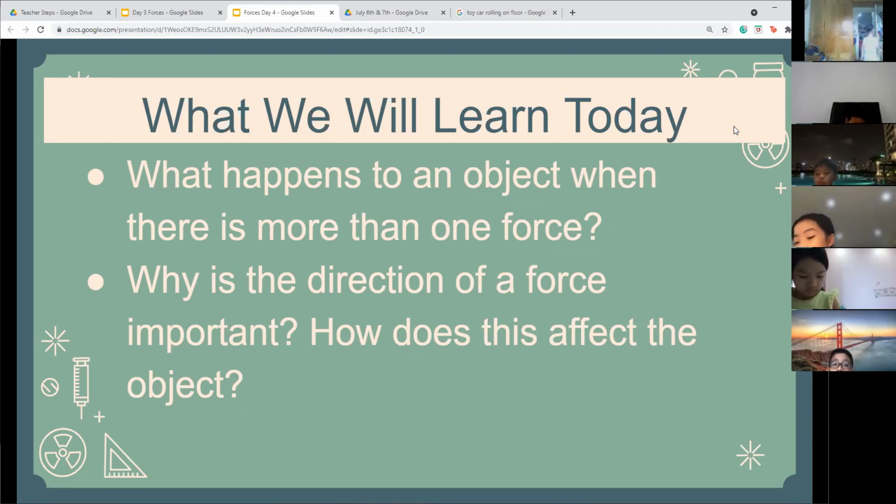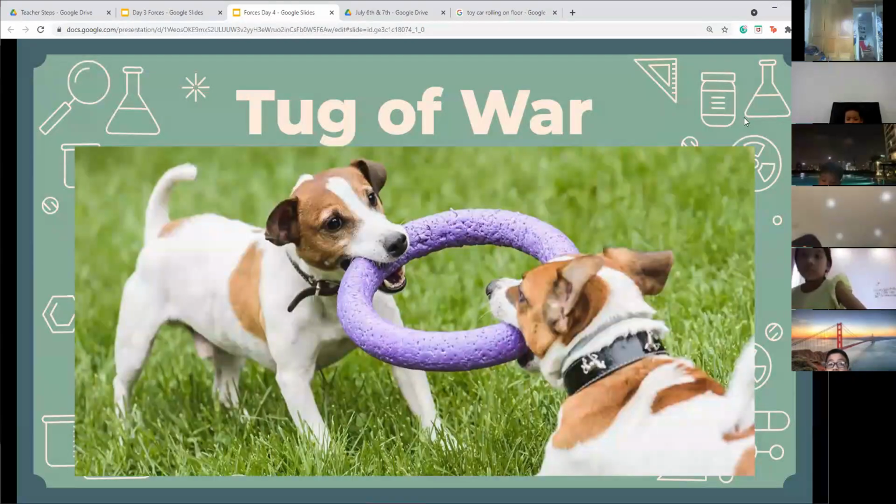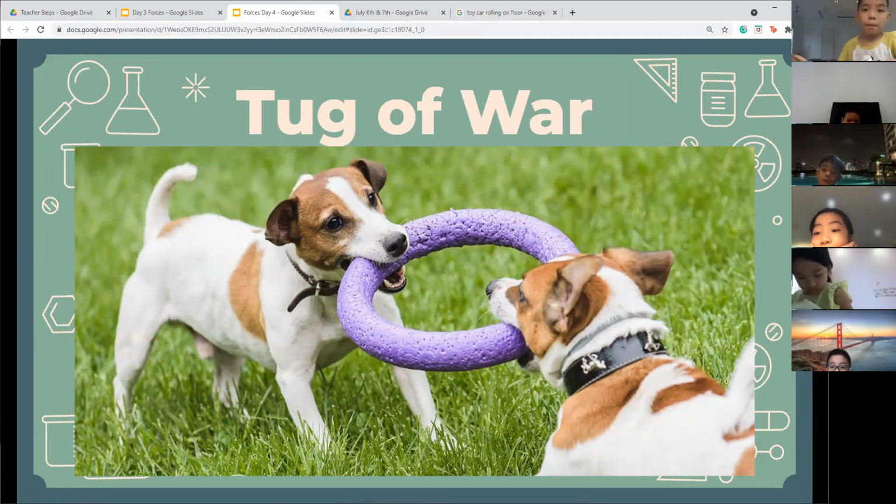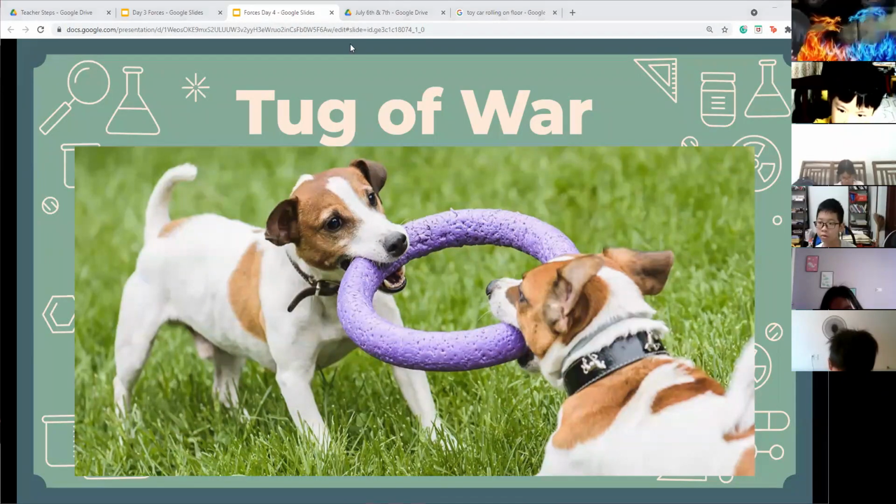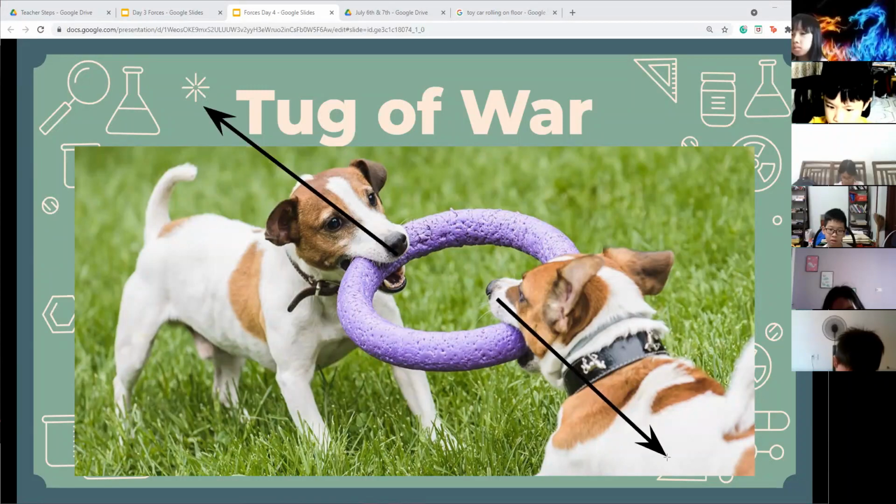So we've been learning about pushing and pulling, but a lot of objects are usually being pushed and pulled in more than one direction at the same time. So here we have a foam ring, a purple ring. How many forces are being applied to this ring? I think two. Two, very good. In which direction are they? Opposite. One dog is pulling this direction, and the other dog is pulling in the opposite direction.